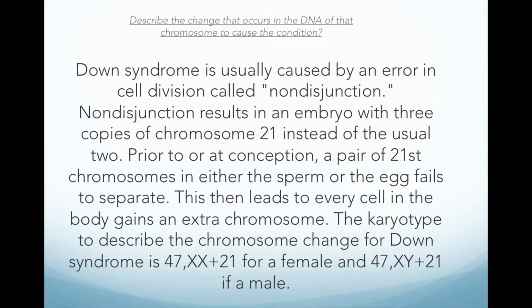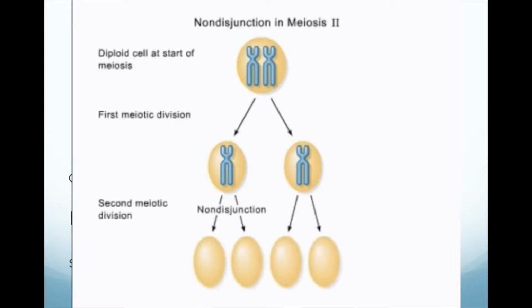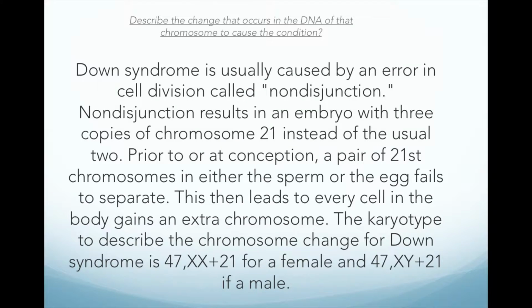Down syndrome is usually caused by an error in cell division called non-disjunction. Non-disjunction results in an embryo with 3 copies of chromosome 21 instead of the usual 2. Prior to or at conception, a pair of the 21st chromosome in either the sperm or the egg fails to separate. This then leads to every cell in the body gaining an extra chromosome. The karyotype to describe the chromosome change for Down syndrome is 47XX plus 21 for a female, and 47XY plus 21 for a male.